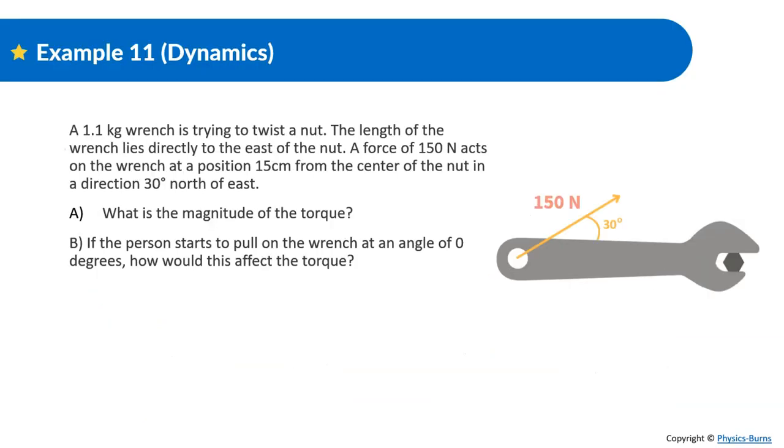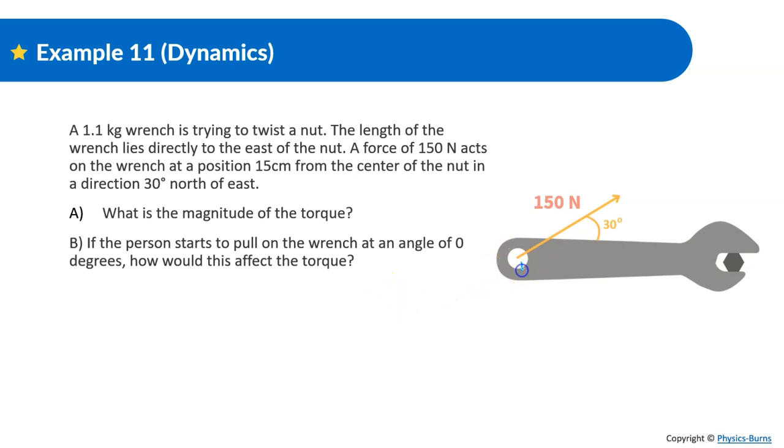All right, moving on. A 1.1 kilogram wrench is trying to twist a nut. The length of the wrench lies directly to the east of the nut. A force of 150 Newtons acts on the wrench at a position 15 centimeters from the center of the nut in a direction 30 degrees north of east. What is the magnitude of the torque?